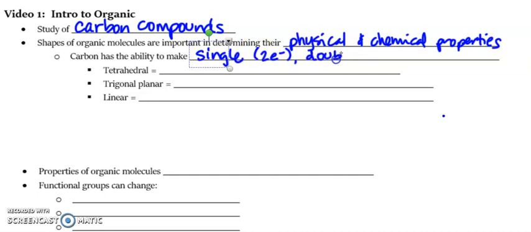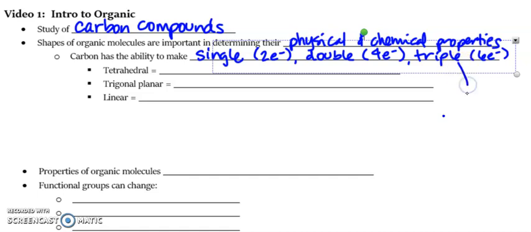So carbon has the ability to make single bonds, which are made of 2 electrons. It can make double bonds, which is 4 electrons. And it can make triple bonds, which are 6 electrons. And so remember, carbon as a nonmetal is going to make all these single, double, and triple bonds. These will all be covalent bonds, which, if you remember, means that they have shared electrons. So when I say 2 electrons in that single bond, that's 1 from each atom, and then they're sharing them. Double would be 2 from each atom for a total of 4. Triple would be 3 from each atom with a total of 6.